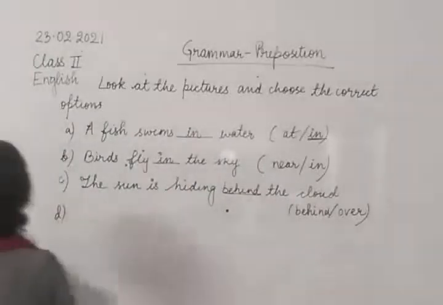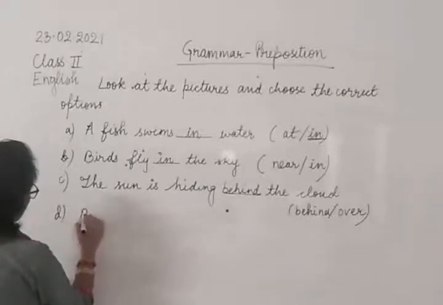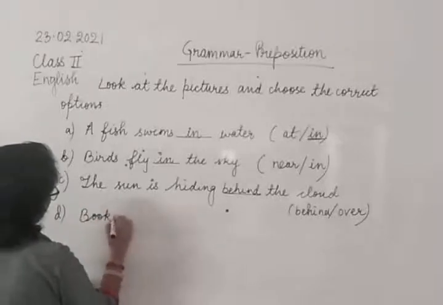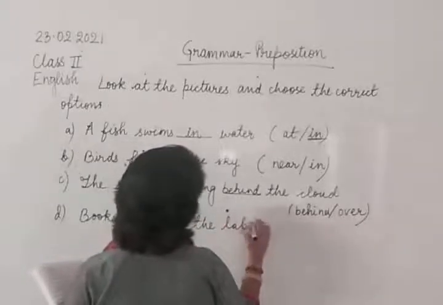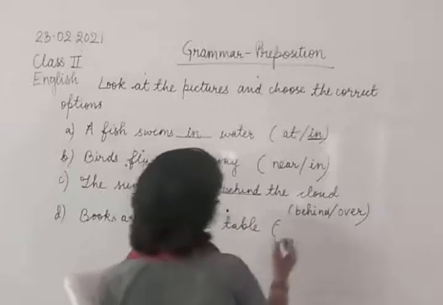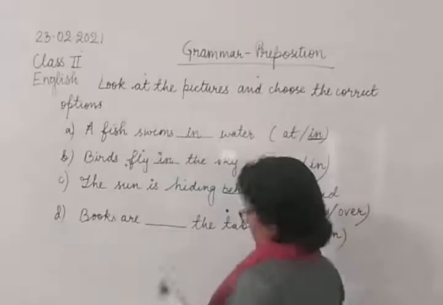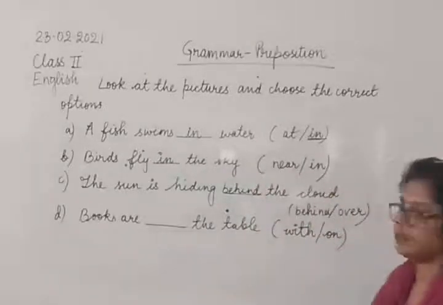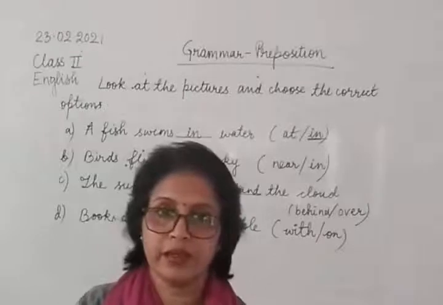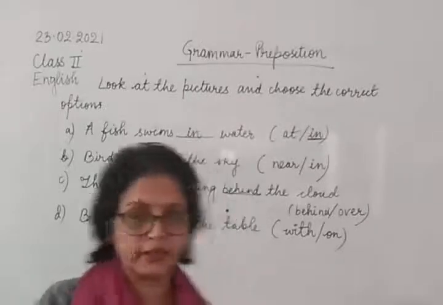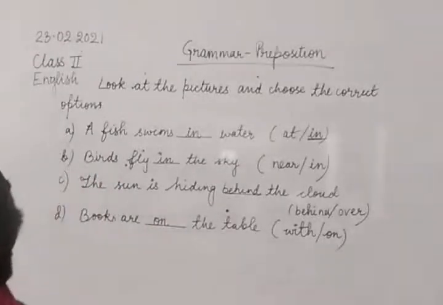Next. Books are dash the table. Option है with या on. Books are on the table या with the table. Books जो है वो टेबल के ऊपर है कि टेबल के साथ है. Books are on the table, टेबल के ऊपर है. Books are on the table. Next.